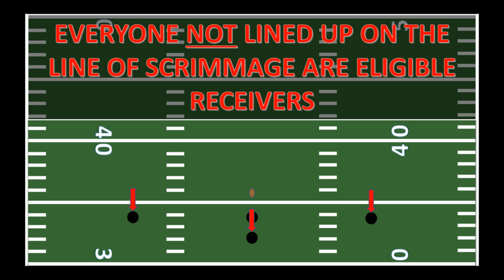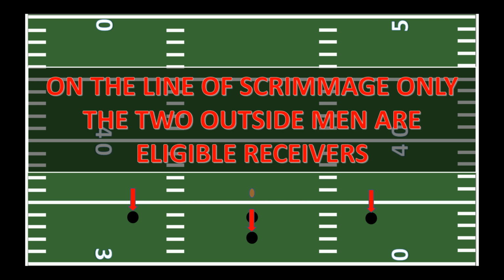But our slot receivers and our running back are eligible receivers. The next rule is on the line of scrimmage, only the 2 outside men are eligible receivers. So with our 5 linemen and 2 wide receivers, the wide receivers are the 2 outside men on the line of scrimmage, and they are the eligible receivers.